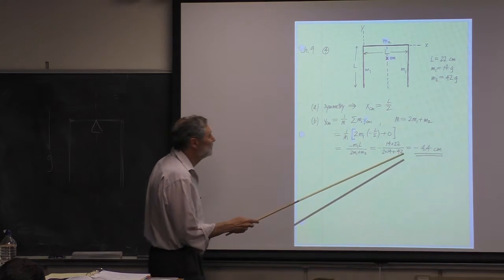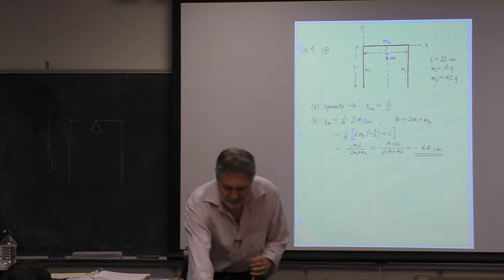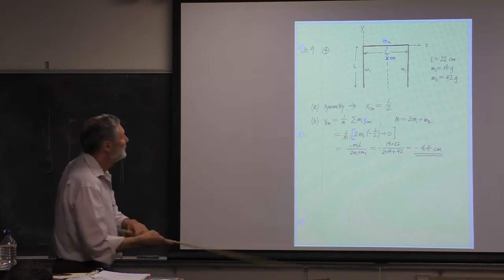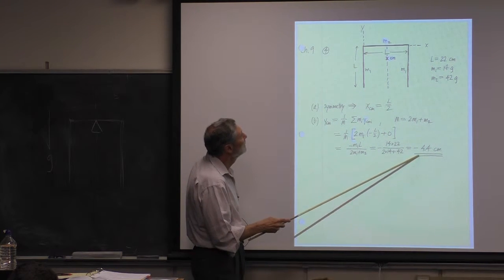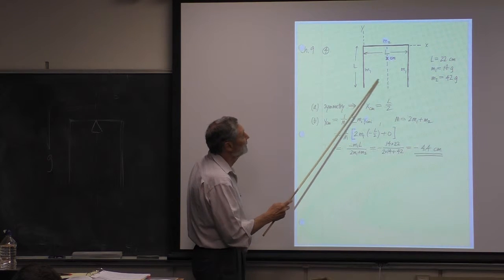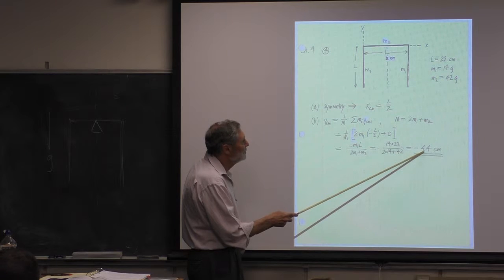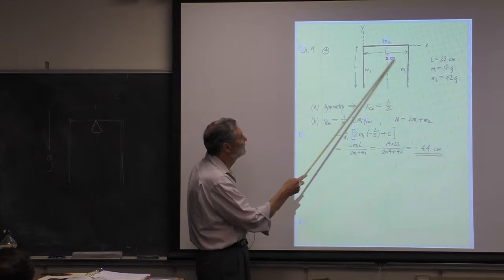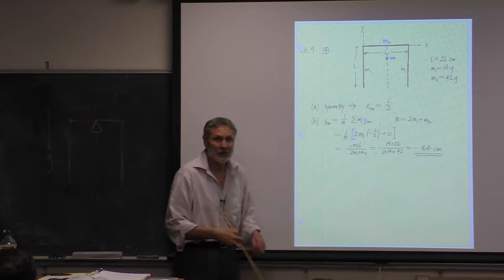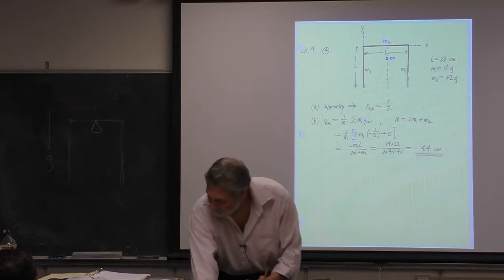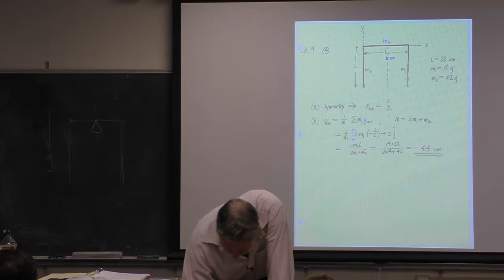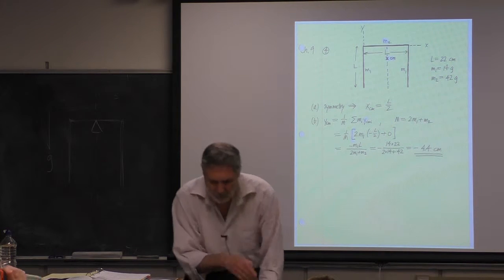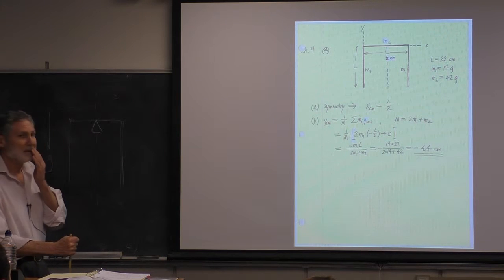Now does this make sense? We should check this. We argued that it has to lie somewhere in here. Is that right? What's the length of M1? Well, the lengths are all the same. It's 22 centimeters. So you can see this is in between 0 and half of 22, which is 11. So it's in there. It's in the right range. Right? Okay. Does anybody have any questions about that one?